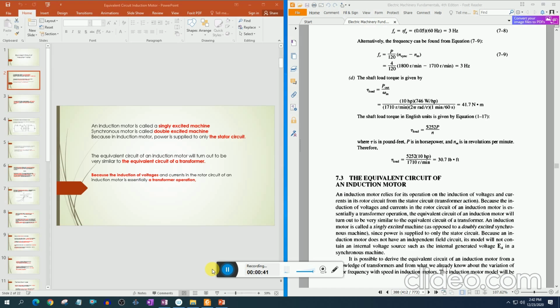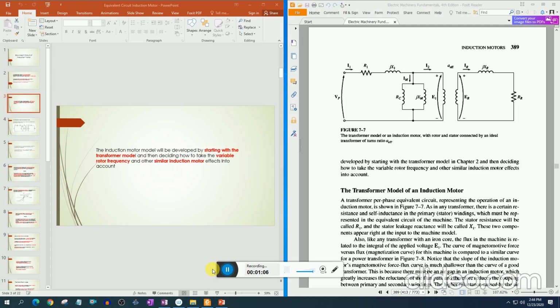Now moving towards the equivalent circuit of an induction motor, as we all know the induction motor operates on the basic principle of induction, and the transformer also operates on the basic principle of induction. This is basically the reason that we study the induction motor right after the transformer, and that's why their equivalent circuits also resemble each other. Thus the induction motor model will be developed by starting with the transformer model. First we consider the transformer model, and then we decide how to take the rotor frequency and other similar induction motor effects into account, and then modify this transformer model a little bit, which will become the induction motor model.